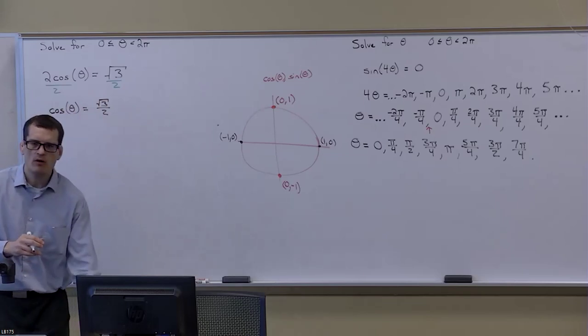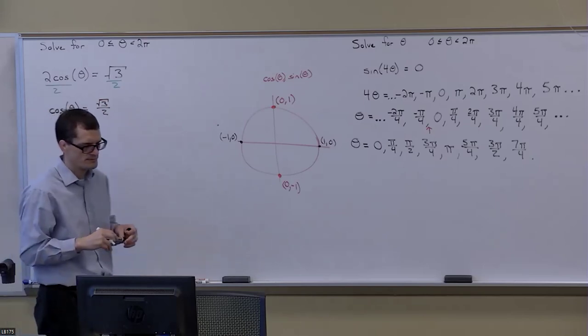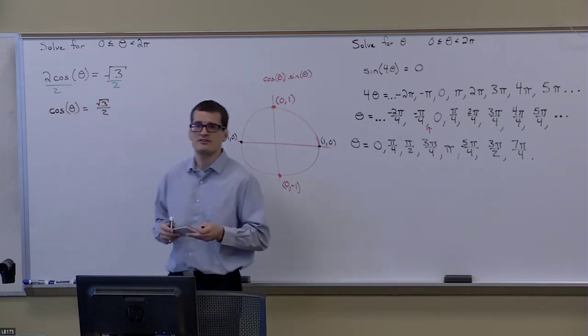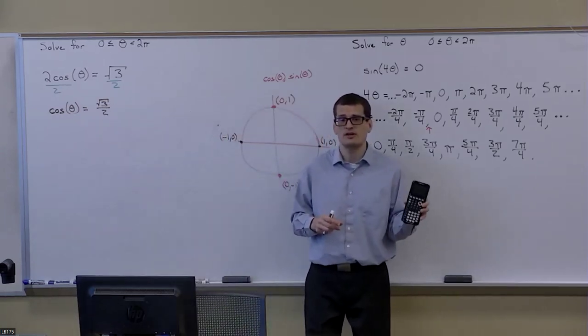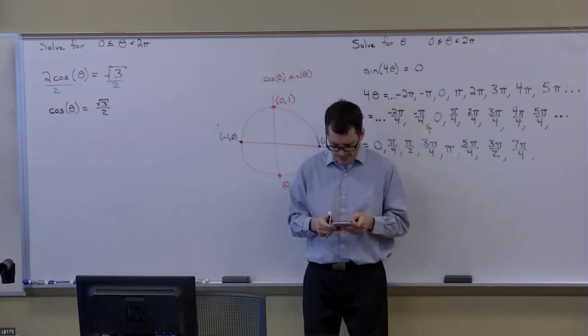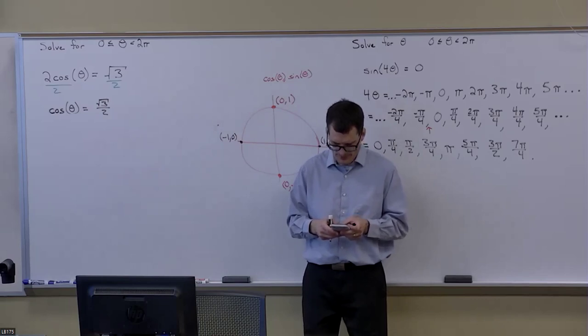Now, if we know the unit circle well enough, we can actually do this via the unit circle. Remember, root 3 over 2 comma 1/2 was one of the points on the unit circle. But most people don't have the unit circle memorized to that degree. So what I'm going to do is just do inverse cosine on my calculator. So inverse cosine of the square root of 3 divided by 2.